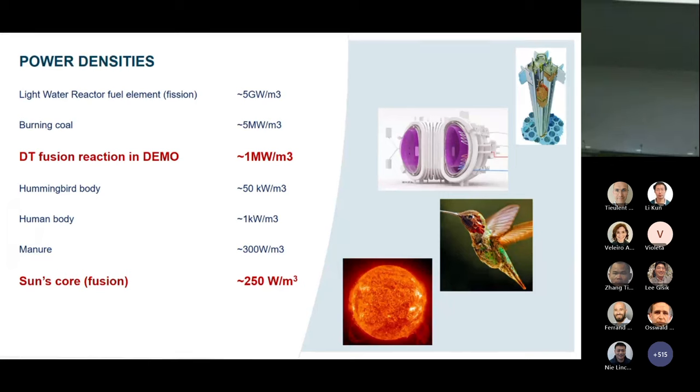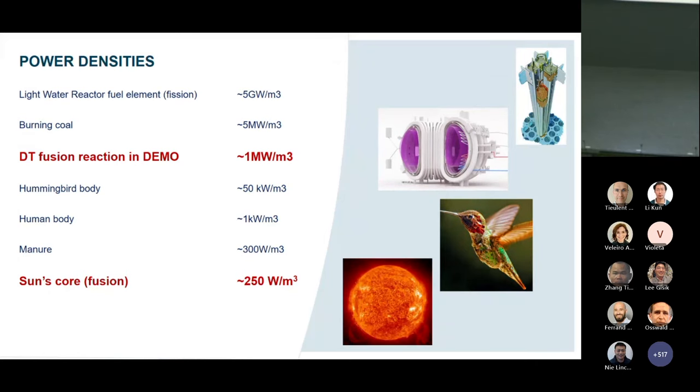In a light water reactor, in the fuel element, we have a huge power generated, 5 gigawatts per cubic meter. So 5,000 times the power density than the one we have, for example, in the core of ITER. Thousands of times more. Burning coal, a few megawatts per cubic meter. Likewise for the DT reaction in DEMO, it depends a bit on the magnetic field. We can tweak it a little bit, but it's not so much different than about 1 megawatt per cubic meter.